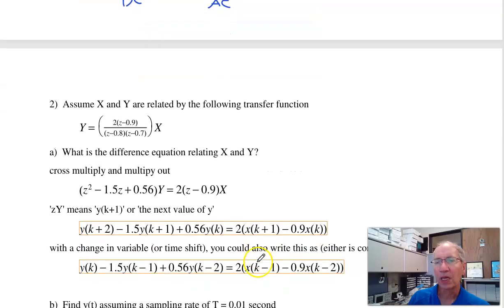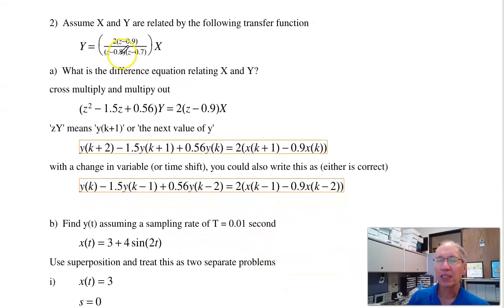Problem 2. Suppose I have a filter in the z-plane. Well, z assumes everything is in the form of z to the k. What that does for you, if I move forward in time by 1, that becomes z times z to the k. So in the z transform, z means next value.